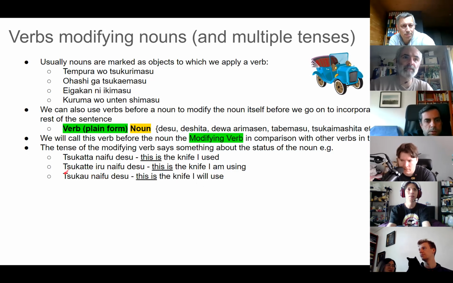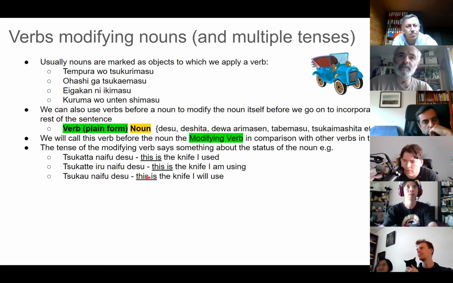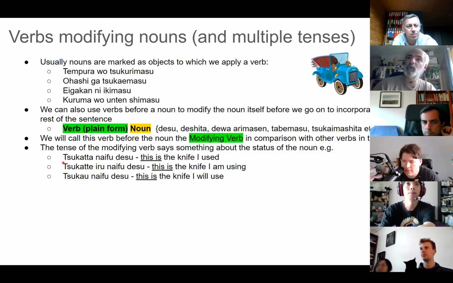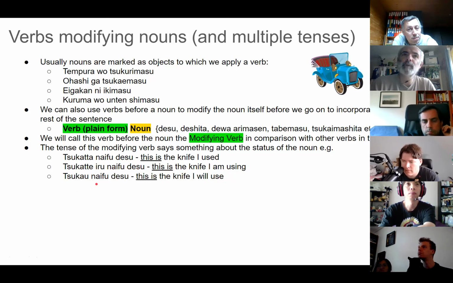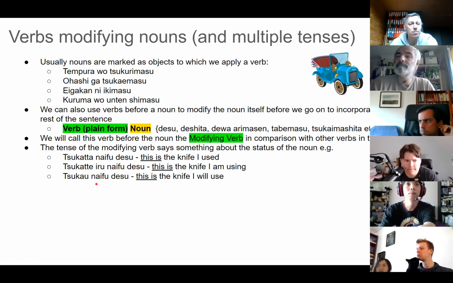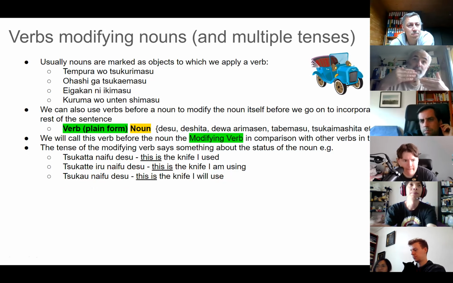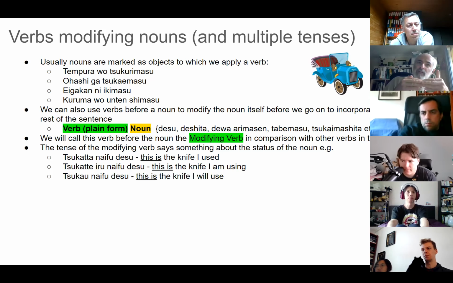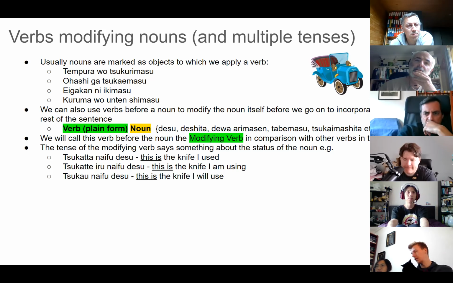And of course, if I put this modifying verb into the plain present tense, then this will say, this is the knife I will use. So now it refers to the future. Or it can also refer to what? If this is in the plain present tense, not only future tense, but anybody? Present? Yeah, I mean, you could say it's the one I'm going to use right now, but that still kind of indicates it's something that's going to happen just in the future. Where else would we use the present plain tense like this?